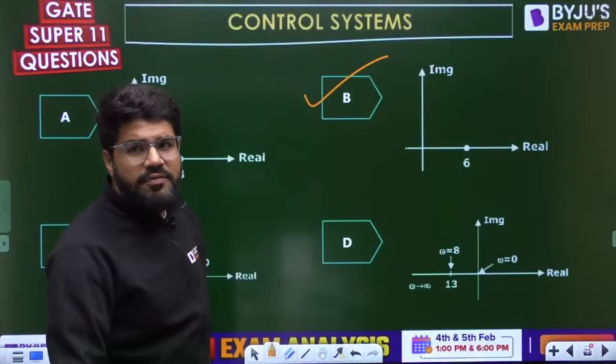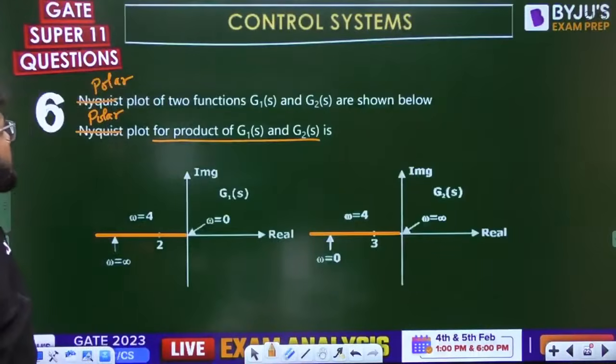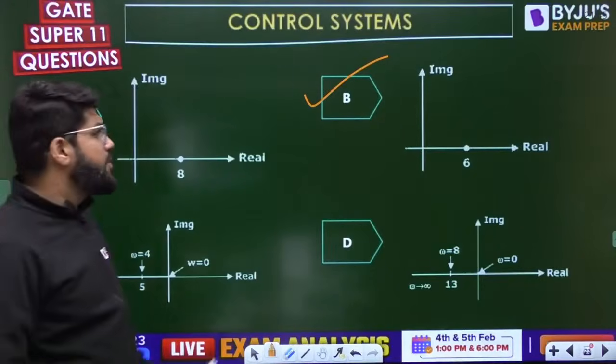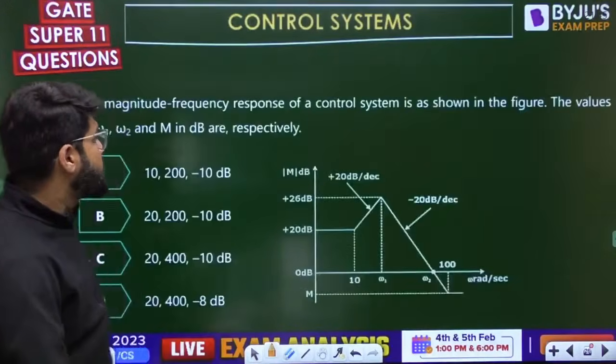Some different variety from the Nyquist plot. It is option number B. Is it clear? Any doubt, keep asking me, or else I'm proceeding to the next question.